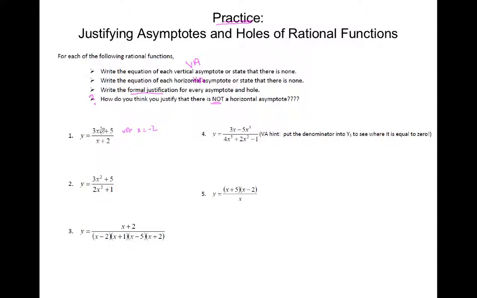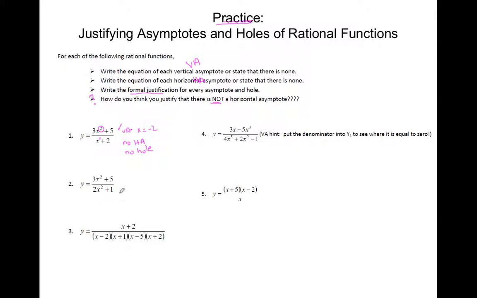There is no horizontal asymptote because you're top heavy, right? The degree of the numerator is 1 and the degree of the denominator is 2. So there is no HA. We also know there's no hole. Now I just went over formal justifications, so I'm not going to do it here, but I will do one where we've got more of these. But you should practice writing formal justifications. You would only have to do the vertical asymptote here.